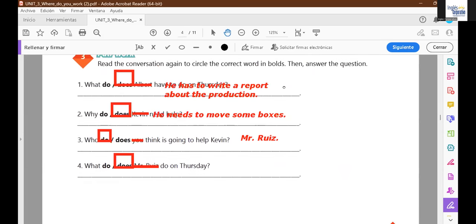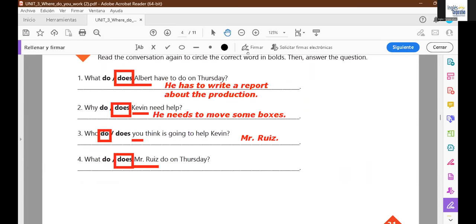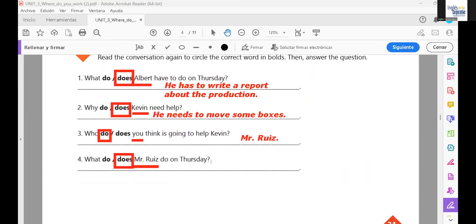I'm not so sure. So what do you think? ¿Qué piensan ustedes? So what does Mr. Reese do on Thursday? Nothing. He probably, well, we all are not sure. We're not sure. So we don't know if he's going to work. No sabemos si va a trabajar tampoco.